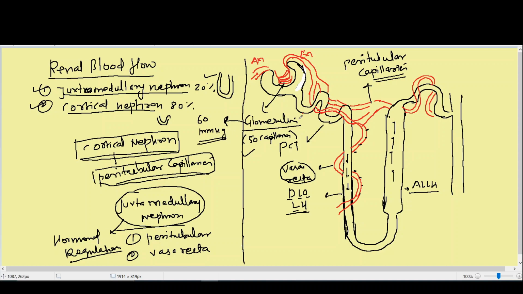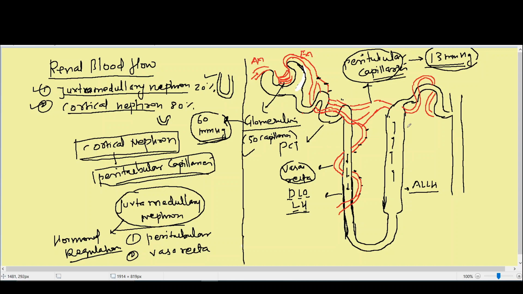of mercury. And the rest of the peritubular capillaries, like the one I am showing in a black point, have a pressure of about 30 millimeter of mercury. So there is a huge difference between the pressure of the peritubular capillaries and the pressure of the glomerular capillaries.